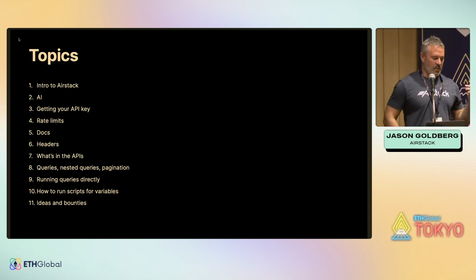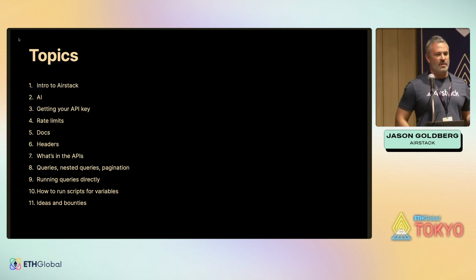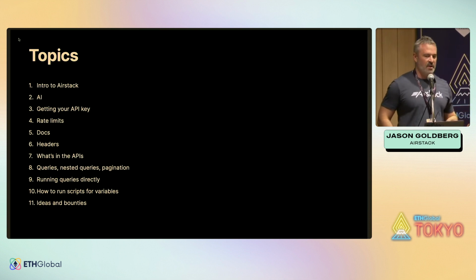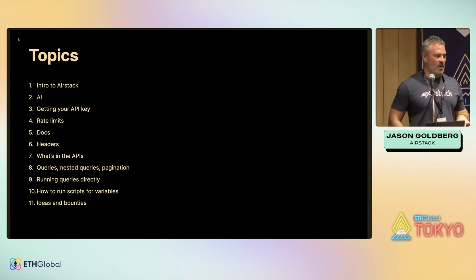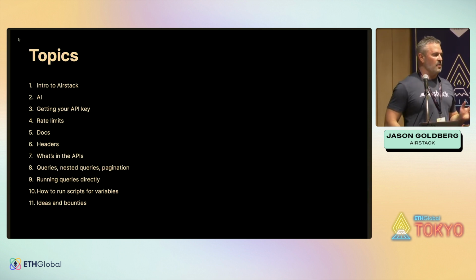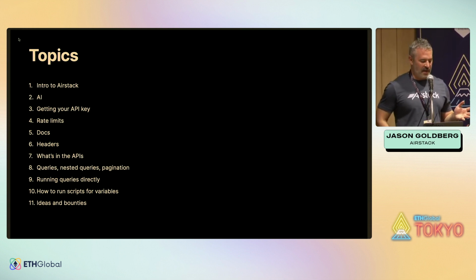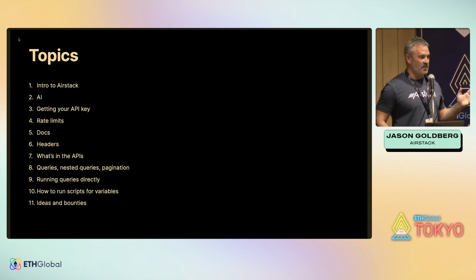So after the AI overview, we'll go through how to get your API key, the rate limits that we currently have, the docs for developers, headers, what's in the APIs, how to create queries with nested queries, pagination, how to run queries directly through your API key, how to run scripts if you want to add, let's say, hundreds or thousands of addresses at the same time and get responses. And then we'll conclude by showing everyone a review of the ideas and bounties using Airstack. Any questions before I get started?